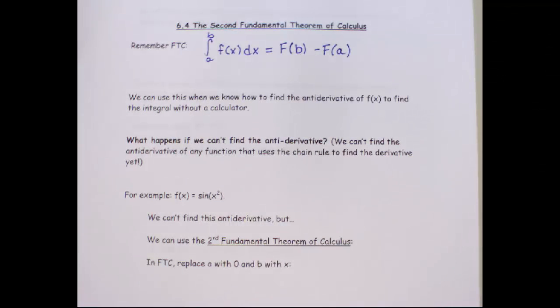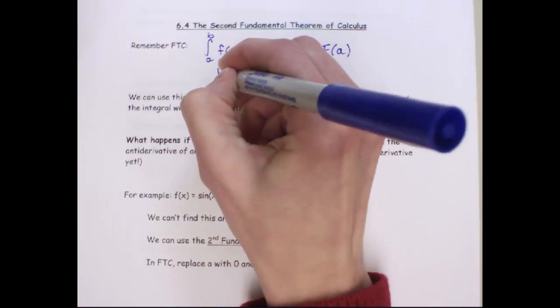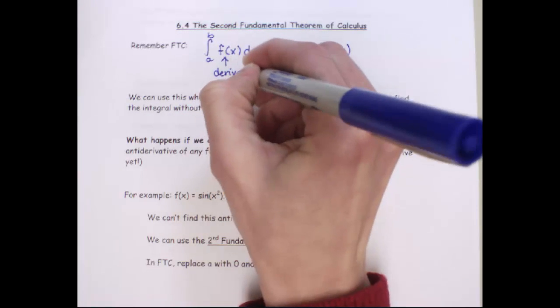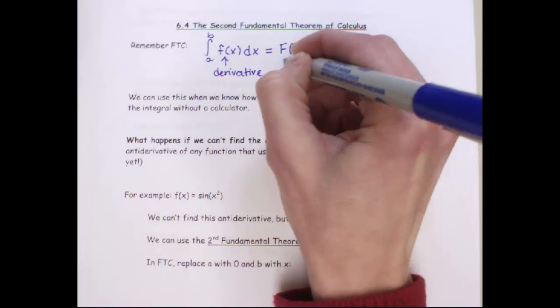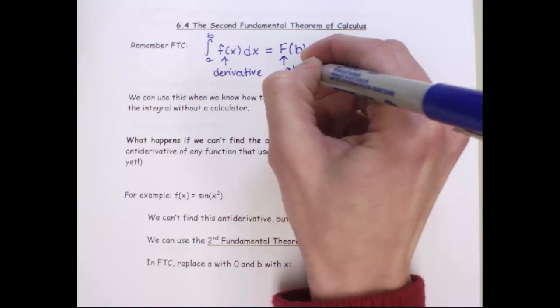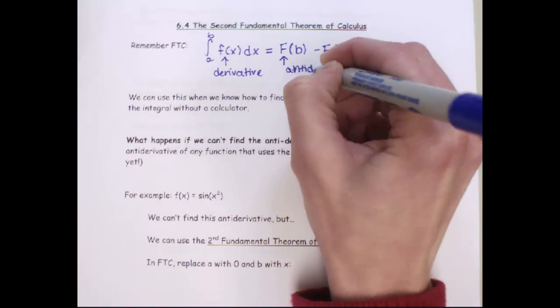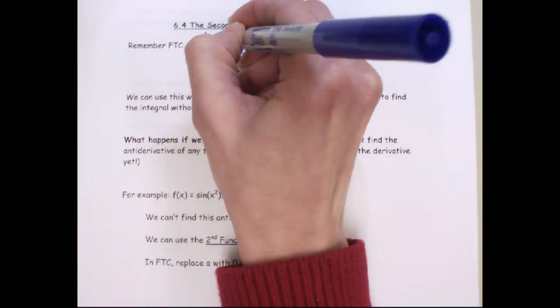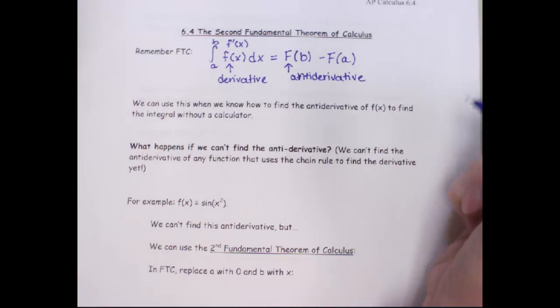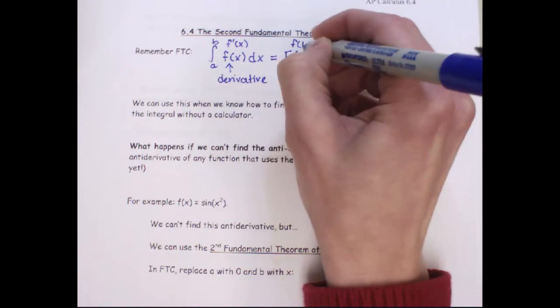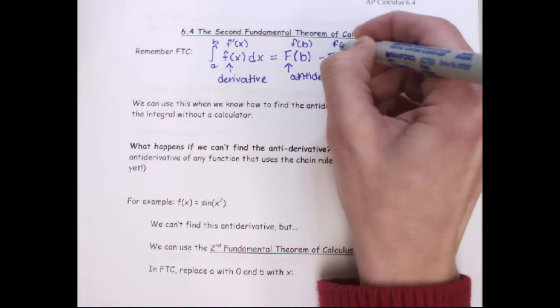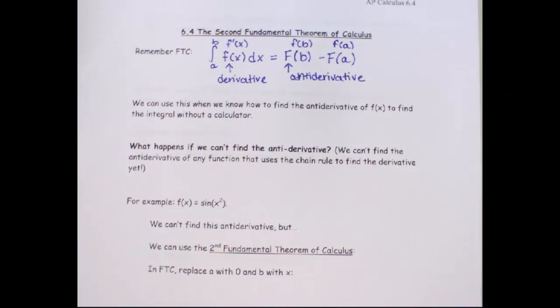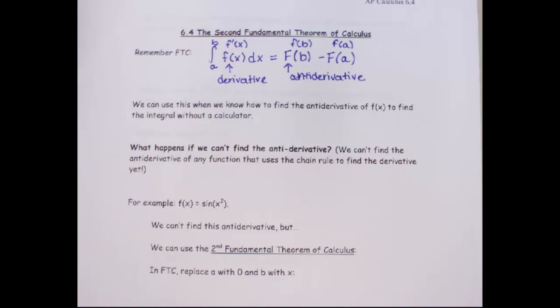where f of x is the derivative, and capital F is the antiderivative, where you can think of that as the original function. And the other way you might have seen it was an f prime of x in the integral, and a lowercase f of b minus a lowercase f of a. Same thing. So, the fundamental theorem, obviously very important, that's why it's called the fundamental theorem.